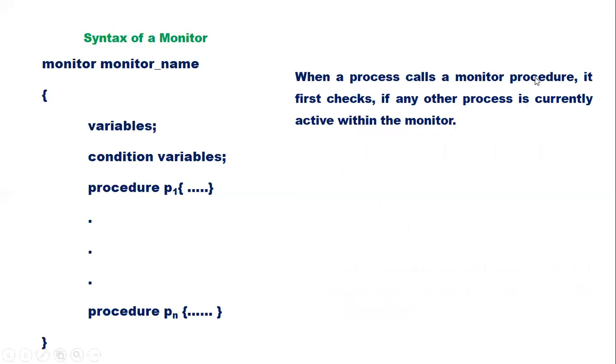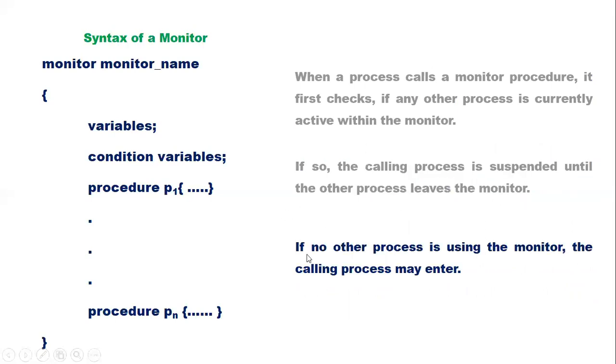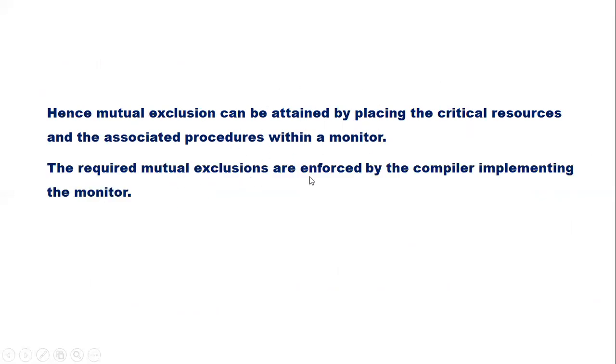When a process calls a monitor procedure, it first checks if any other process is currently active within the monitor. If so, the calling process is suspended until the other process leaves the monitor. If no other process is using the monitor, the calling process may enter. Hence, mutual exclusion can be attained by placing the critical resources and the associated procedures within a monitor. The required mutual exclusion is enforced by the compiler implementing the monitor.